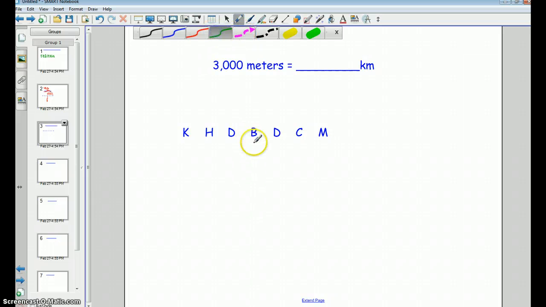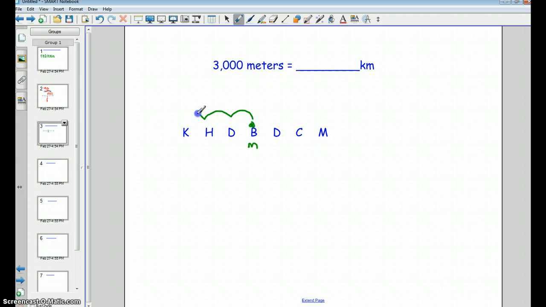And I'm starting off at the meters, which is once again at the base. So here's where my meters are, and I'm going to kilometers. Now, kilometers are much larger than meters. So I'm going to have all of my meters grouped together to make a kilometer. So there's going to be fewer kilometers than there are meters.